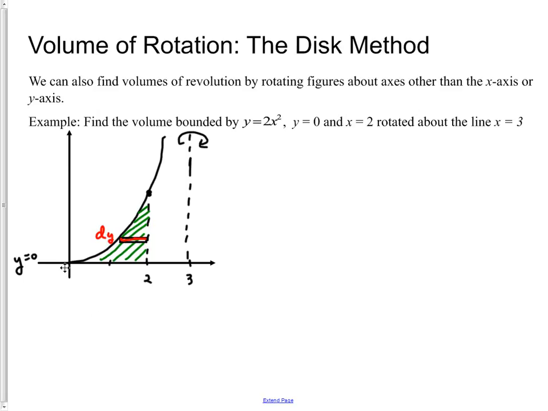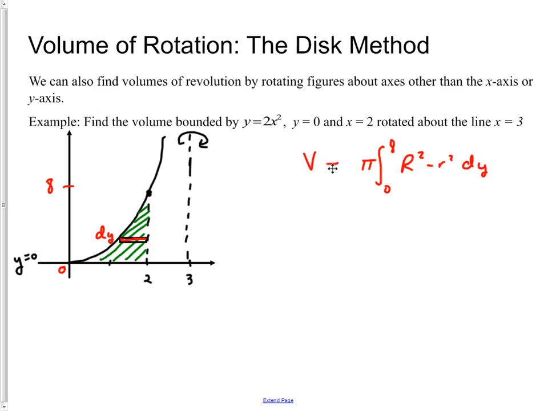Well, we know that along the line y equals 0, that's going to be one of our limitations. What's the y value here? Well, of course, we're going to take 2 times 2 squared, and that's 8. So our integral, of course, is going to have a limitation along the y-axis of 8. Right? But we're going to have pi times an R squared minus a small r squared. So what are those?